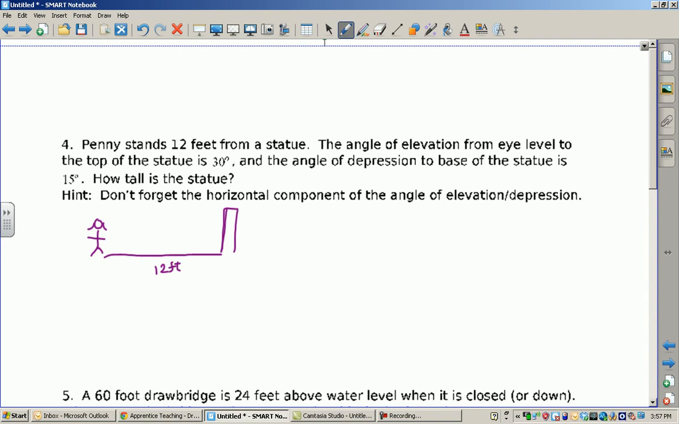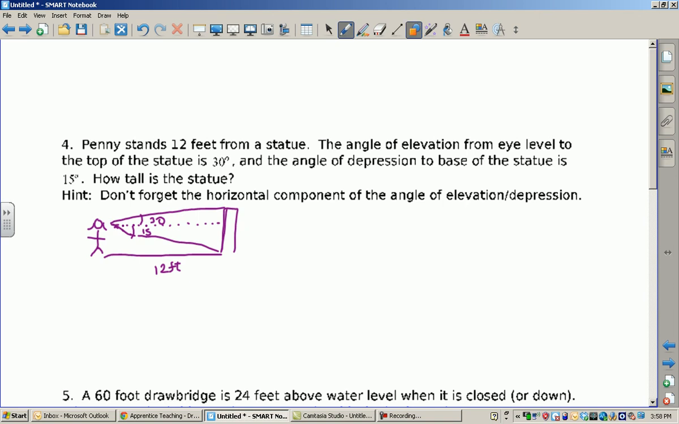And an angle of elevation to the top of the statue, I'll give Penny a line of sight right there, is 30 degrees. So that is 30 degrees. And her angle of depression to the bottom of the statue is 15 degrees. So this right here is 15 degrees. And I'm going to break this up into 2 triangles like I had originally done for question 2, but actually this time we actually do need to do it.